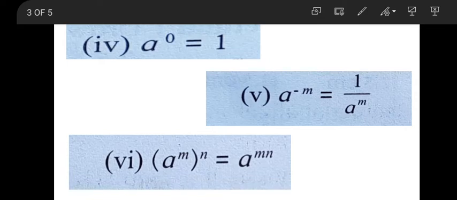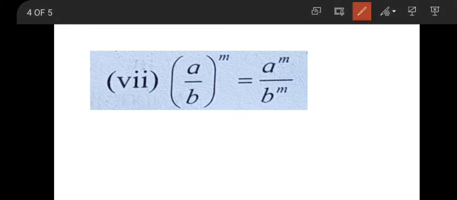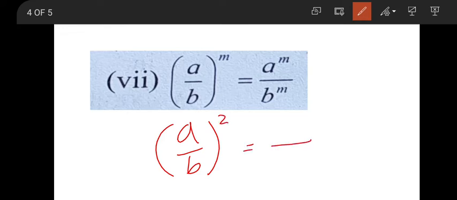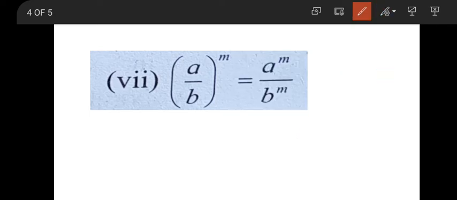Let's move to the next one, the seventh one. Here you can see (a upon b) bracket raised to m. So that m, the power, belongs to the numerator and denominator. That means a and b both. For example, (a upon b) bracket raised to 2. This power will be of a and b both. So a raised to 2 upon b raised to 2. Okay.